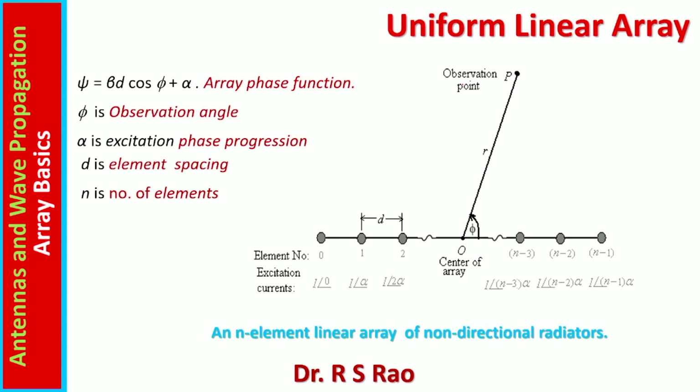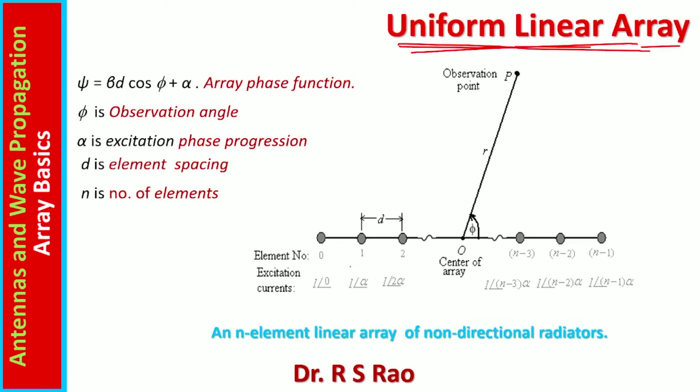Now, we focus on uniform linear array. Array means several individual antennas being operated as a single unit. Linear means when the elements are placed over a straight line. Uniform means currents being fed into the elements are same amplitude wise. There may be some phase progression, linear phase progression.